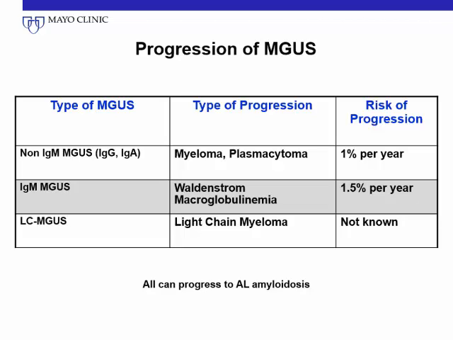The type of progression varies depending on the type of MGUS. We now classify MGUS into 3 types. IgM MGUS has a risk of progression mainly to Waldenstrom macroglobulinemia. IgG, IgA, all of those are called non-IgM MGUS, which has a risk of progression to multiple myeloma. And then you have light chain MGUS, which has a risk of progression to light chain myeloma. So depending on the type of MGUS, the type of progression varies. All of these types of MGUS, though, can cause AL amyloidosis and related plasma cell disorders.